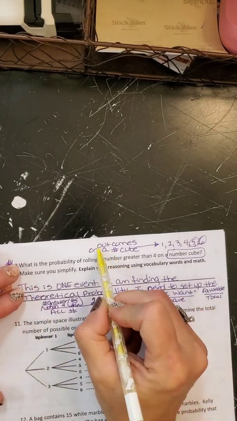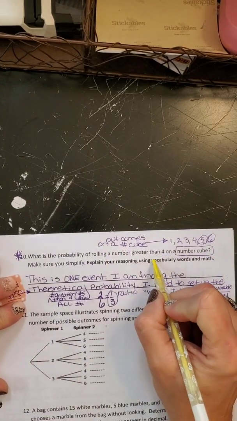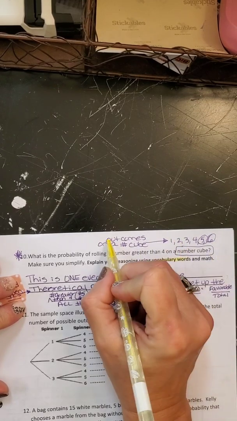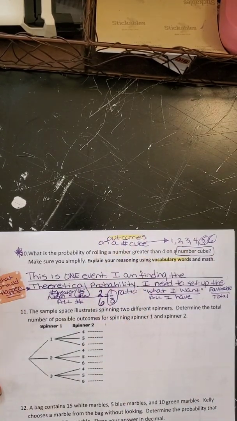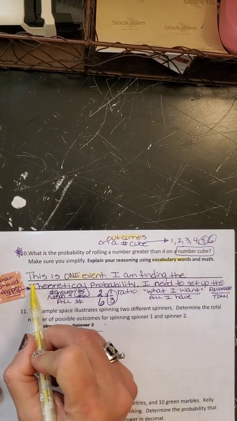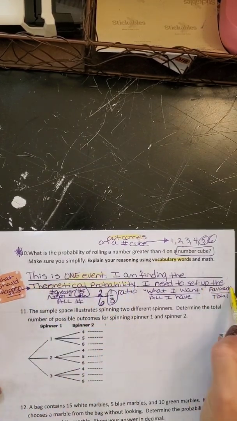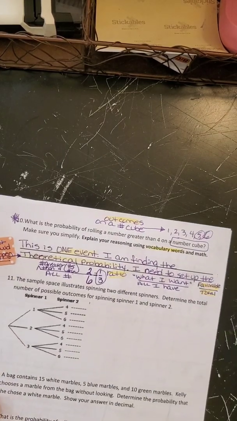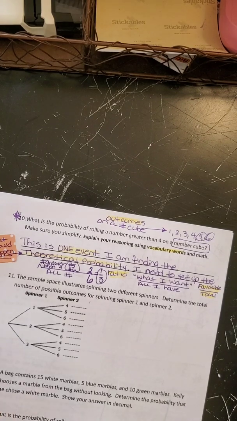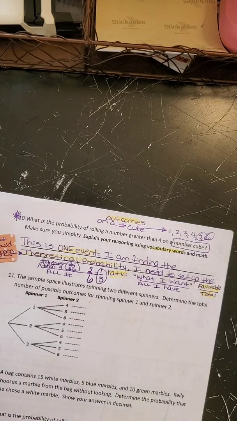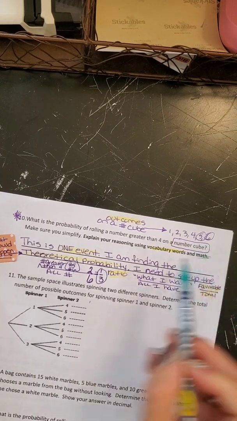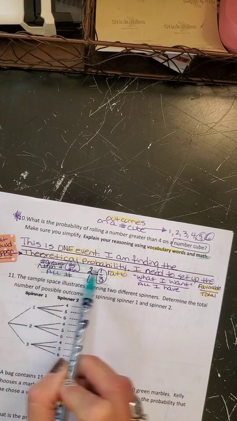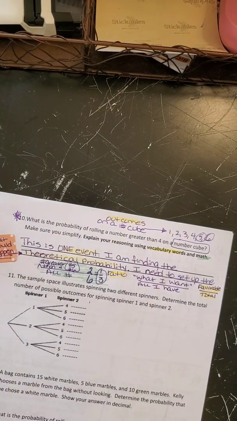Outcomes is a good vocabulary word. Outcomes is a vocabulary word, along with one event, theoretical probability, favorable over total outcomes, and ratio. Those are a lot of the math vocabulary that I'll be looking for. Do you have to have it all? No. I need to just have a good explanation letting me know that you understand. The math is all right here. This is the math that I would be looking for. Okay?